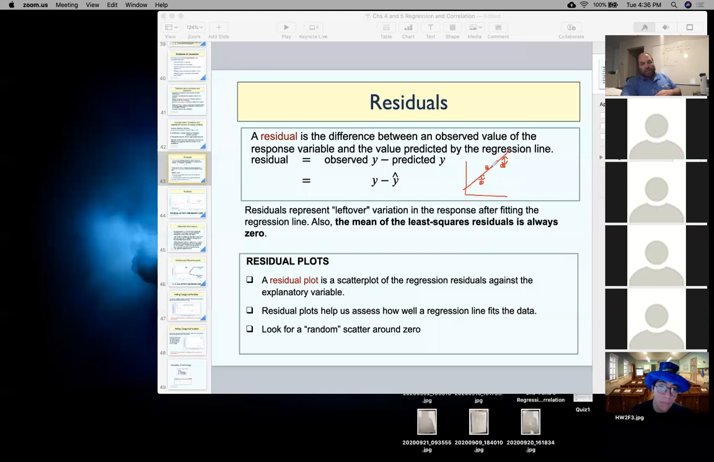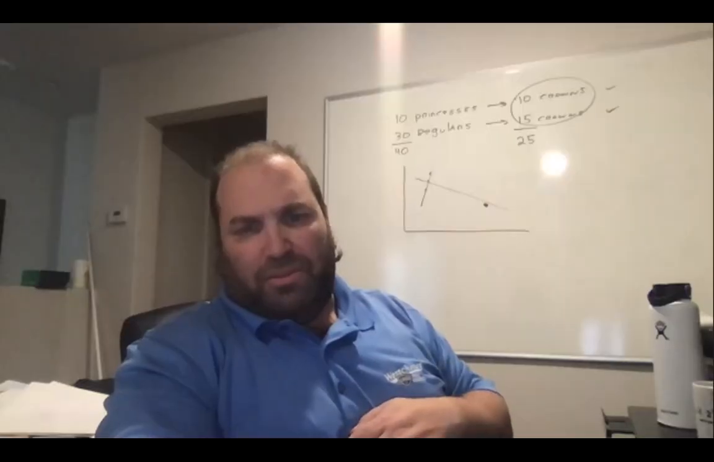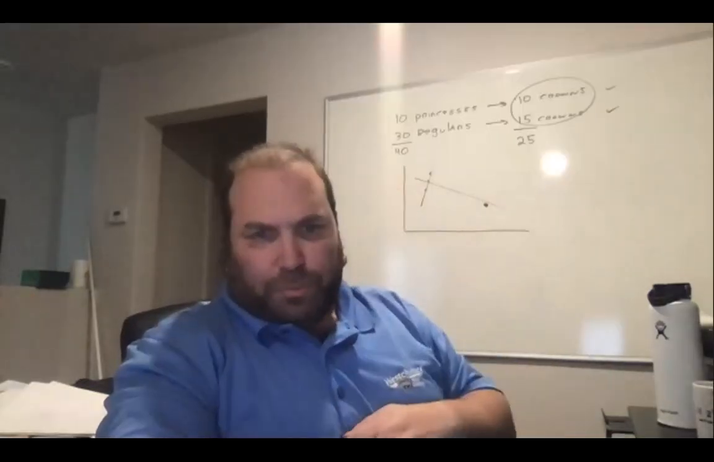Now, if you're on top, it's a positive residual because the observed is greater than the predicted. And if you're on bottom, it's a negative residual because the observed is smaller than the predicted. The residuals represent the leftover variation after fitting the regression line. So you fit it as best you can, and the residuals are what's left over from being a perfect linear relationship, although I don't really like that term. But I think it's more conceptual.